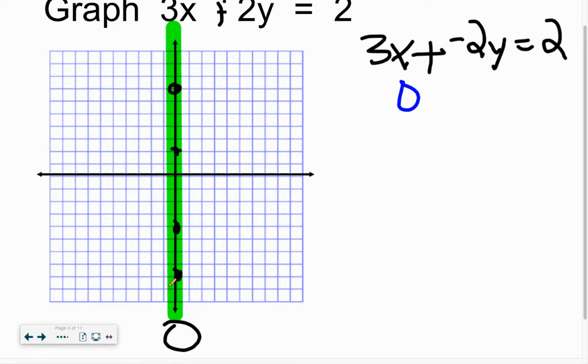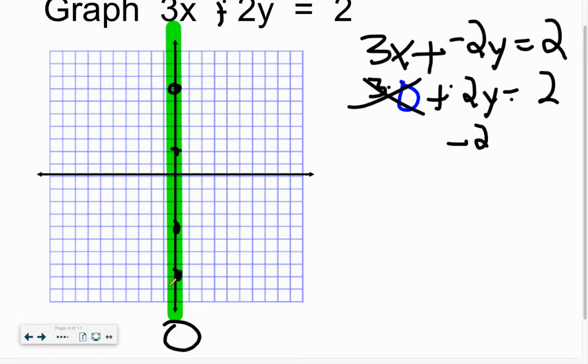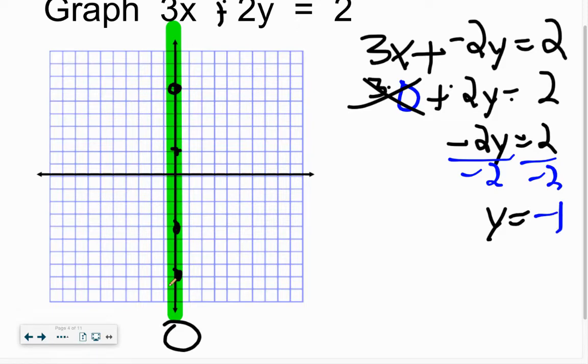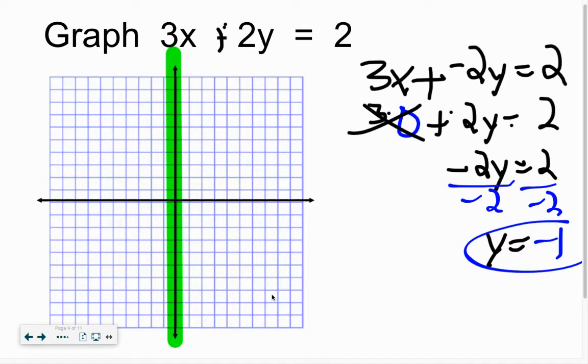Well, what happens there? That's the nice thing with this. 3 times 0, that's going to leave us with nothing there. That just is gone. So a negative 2y equals 2. Solve that equation for our y-intercept and divide both sides by a negative 2. That gives you y equals a negative 1. Circle that up. That is where you're going to end up graphing your first intercept. Your y-intercept's at negative 1. So at negative 1, make a little dot there for your y-intercept.